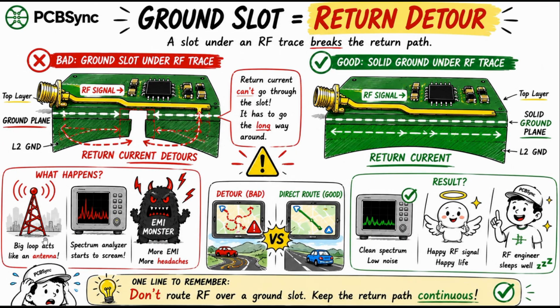The classic mistake is having a slot under the signal trace. The signal line might look neat, but the return path underneath gets cut off, so the return current has no choice but to go around the slot. It's like a highway suddenly being closed. Your GPS reroutes you all the way around the city. Sure, you can still get there, but the cost is a much bigger loop. In a circuit, that means higher inductance and more EMI.